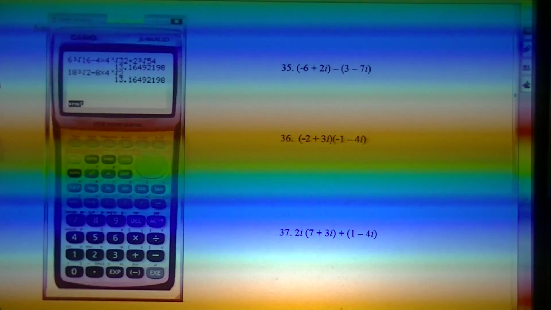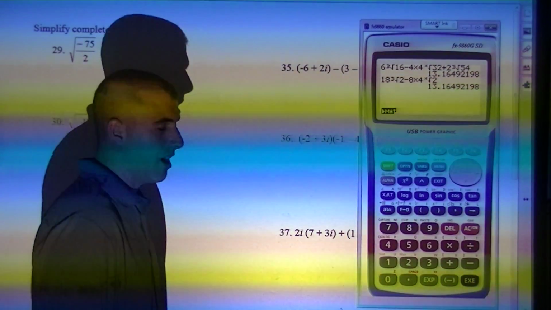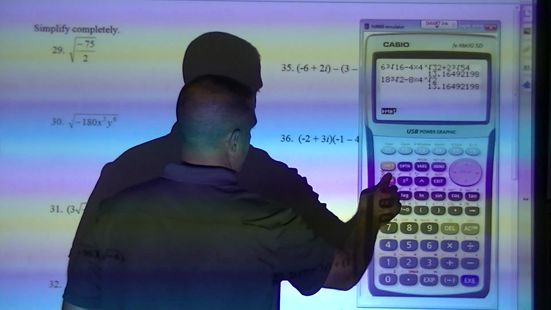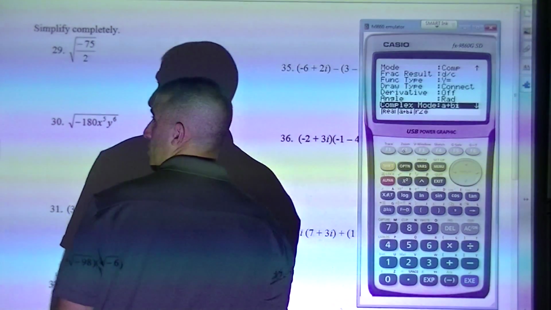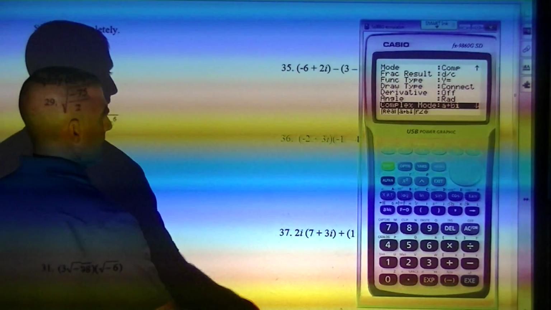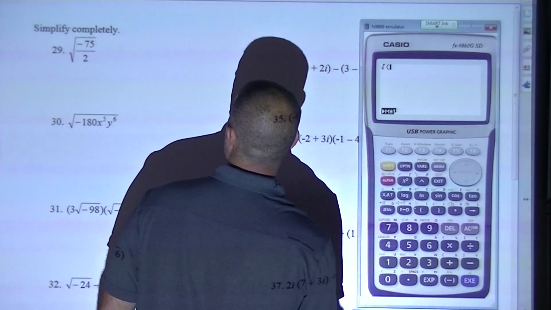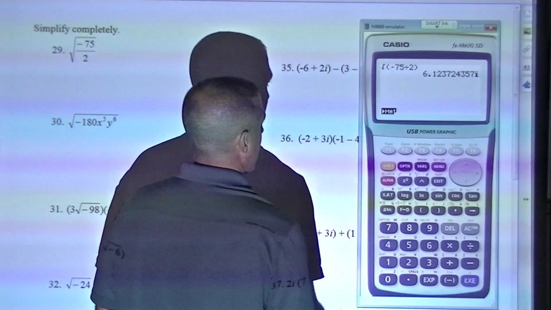All right, now, as you can see, I'm going to have a negative square root. So I got to go back to the menu, shift, menu, and I want to go back in and change that to a plus bi. Okay, so that will help me. All right, because when I type in the square root of negative 75 divided by 2, I get 6.1i.